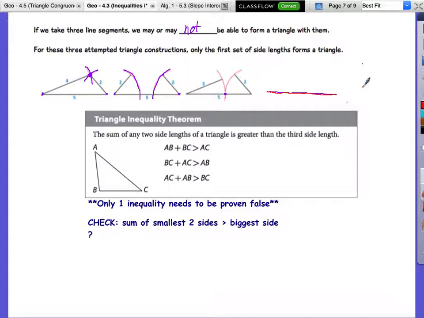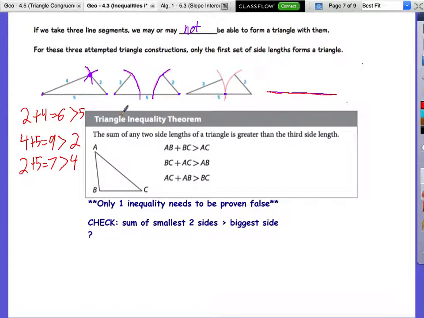So in this triangle up here, this top left, if we take 2 plus 4, that gives us 6. Is 6 greater than this third length of 5? Yes. Now instead of taking 2 and 4, if we take 4 and 5, that gives us 9. And is 9 greater than 2, the third length? Okay. And if we take the other two, 2 and 5, that gives us 7. Is 7 greater than our third length, 4? Yes. So no matter what we did, it formed a triangle.